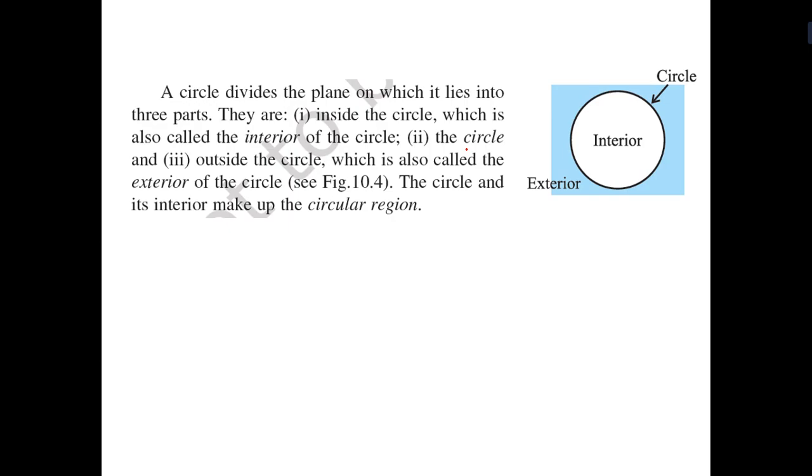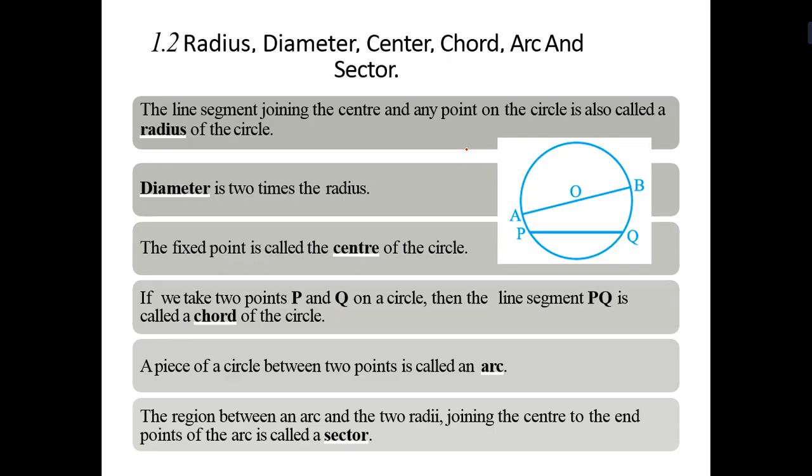So first of all, the terms related to it. Here are all the terms related to the circle. First we discuss radius, diameter, center, chord, arc and sector. These are all the terms related to the circle. If someone asks you to name some terms related to the circle, then we can give these terms.